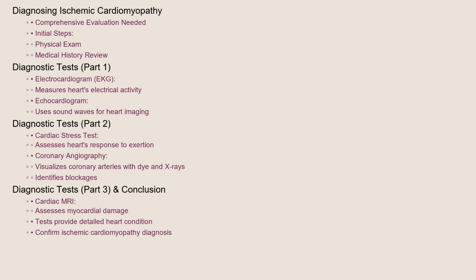Diagnosing ischemic cardiomyopathy involves a comprehensive evaluation. Your doctor will typically start with a physical exam and a review of your medical history. Key diagnostic tests include an electrocardiogram, or EKG, to measure the electrical activity of the heart, an echocardiogram, which uses sound waves to create an image of the heart structure and function, a cardiac stress test, to assess how your heart responds to exertion, and coronary angiography, a procedure that uses dye and X-rays to visualize the coronary arteries and identify any blockages. Cardiac MRI may also be used to assess the extent of myocardial damage. Taken together, these tests provide a detailed picture of the heart's condition and help confirm the diagnosis of ischemic cardiomyopathy.